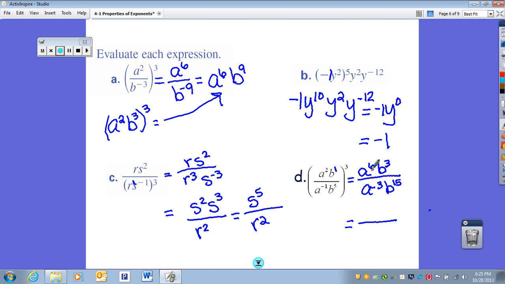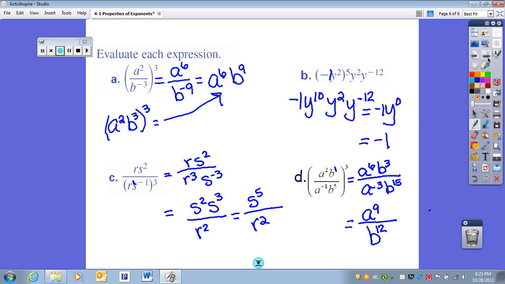So when I bring the a to the 3rd to the top and I have an a to the 6th already there, that's going to be a to the 9th. When I take care of the b's, I have b to the 3rd in the numerator and b to the 15th in the denominator. So I'm going to keep the b in the denominator, and I would have 12 left. So I have a to the 9th over b to the 12th.